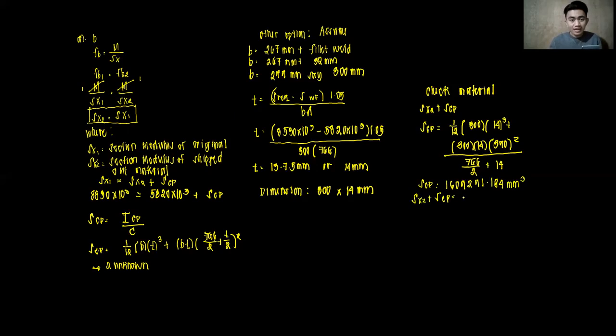So what will be the value of SX2 plus SCP? Let us just add. I will have there 5,820 times 10 raised to 3 plus 1,609,291.184, plus 5,820 times 10 raised to 3.